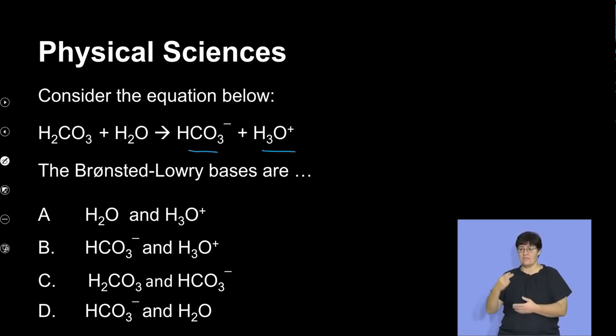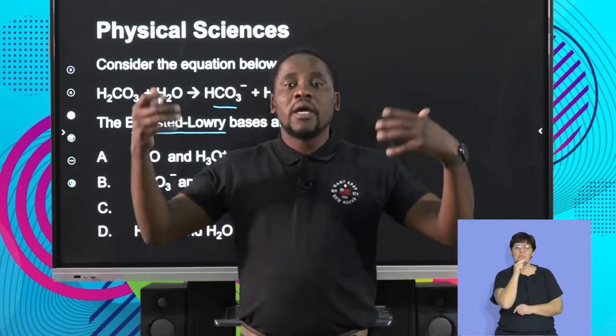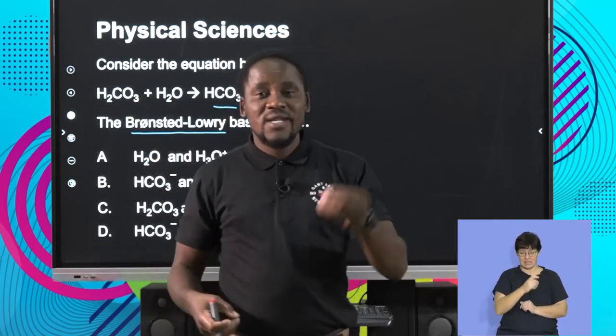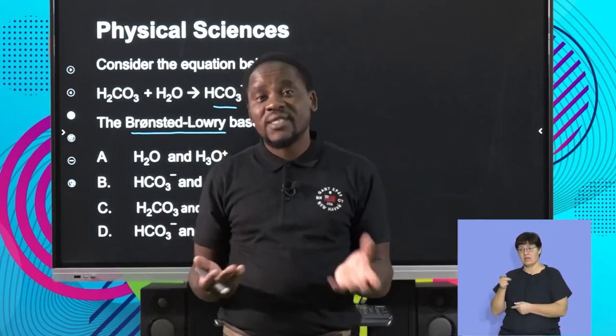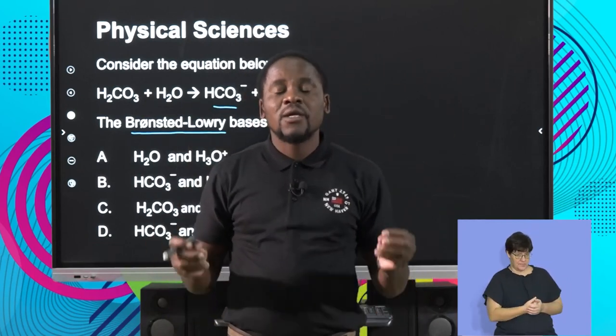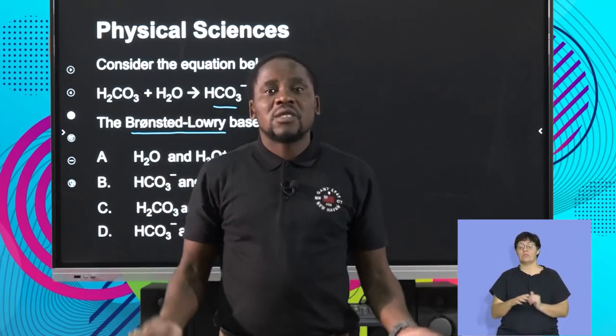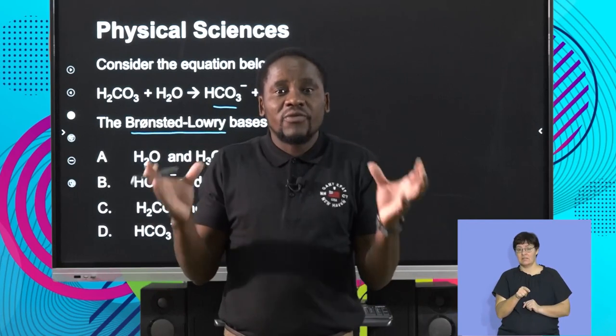So Bronsted-Lowry bases. The theory here is about Bronsted-Lowry. An acid is a proton donor, a base is a proton acceptor, which is some of the concepts that we try to remind ourselves of. So we need to bear that in mind. The key words in this statement is the theory itself, which says Bronsted-Lowry.